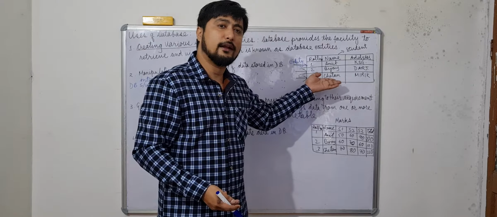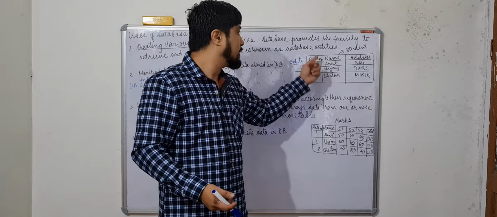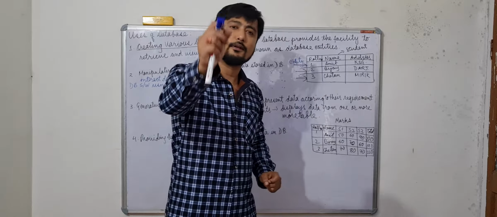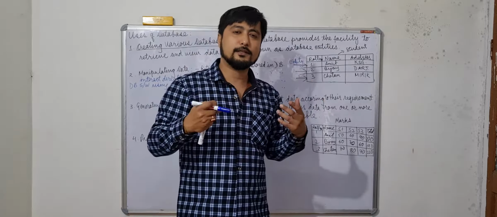So how many entities are there? There are three different entities. If you want to view or search this entity with the roll number, you just provide the roll number 1, the whole record will be retrieved, and after retrieving you can view the record. So this is known as data creating, and this is known as retrieve and view of data.